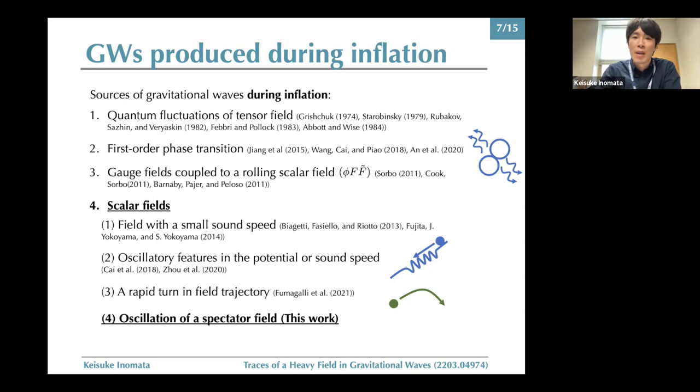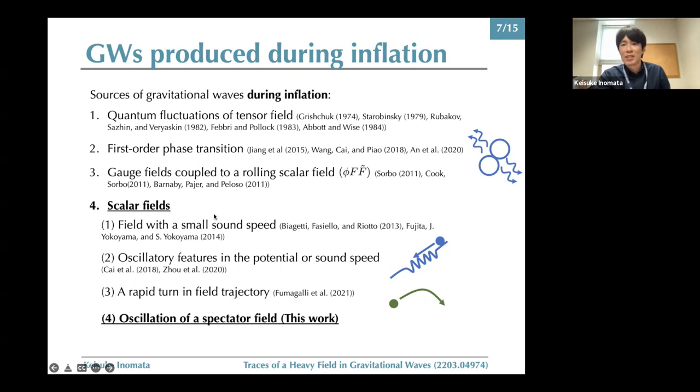And also, if the gauge field has a coupling like F F-tilde phi, the gauge field can be amplified because one of the helicity modes of the gauge field becomes tachyonic, then the gauge field is amplified, and large gravitational waves can be produced from the amplified gauge field. And as I mentioned, the scalar field can be a source of large gravitational waves. So in the usual case, the scalar perturbations are small, so the second order induced gravitational waves are not so large, but if the scalar perturbations get amplified by some mechanism, large gravitational waves are produced.